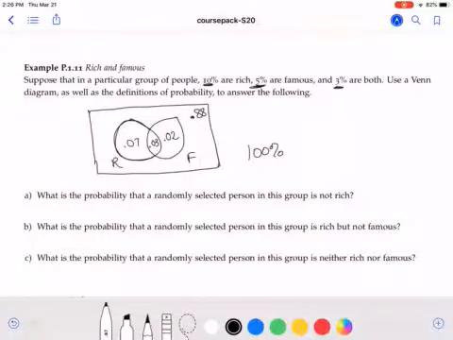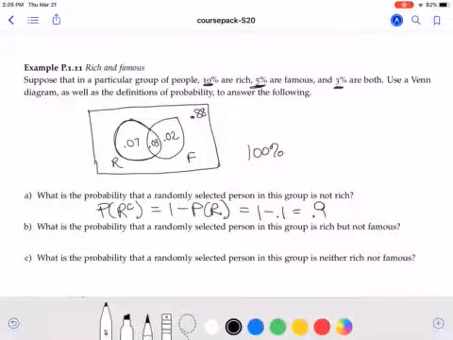So what's the probability that a randomly selected person in this group is not rich? So the probability of not rich, we would write as rich complement, is 1 minus the probability that you're rich. And so if I take 1 minus the probability of being rich, I would take 1 minus 0.1, so we get 0.9. We can also get that from the table by taking our 0.02 and our 0.88 and adding them together from our Venn diagram.